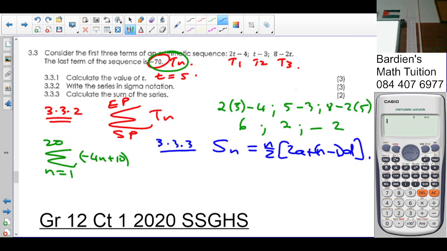And how many terms did we say there are? 20. So it's going to be 20 over 2 into 2. What's my a value? 6. Plus n minus 1 times d, which is negative 4.